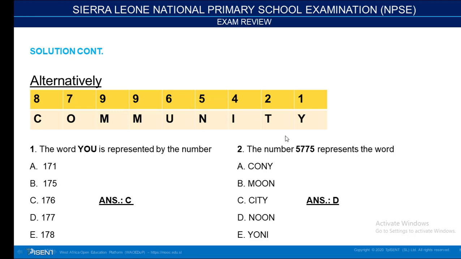5775. So we look for 5. It means N corresponds to 5. So we write N somewhere. 7 corresponds to O. We write O. Again, 7 again. Now we take it twice because it's the same number. We take the same letter O. So we've got N, O, O, and then 5 again is represented by N. So we add another N. That gives us N, O, O, N.